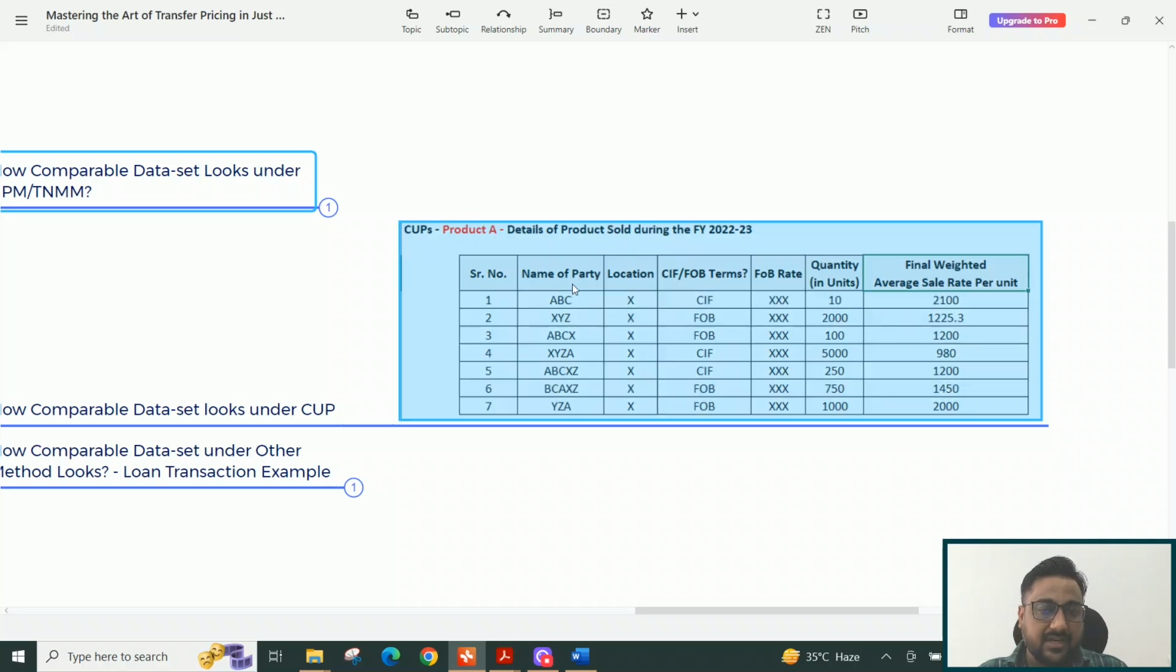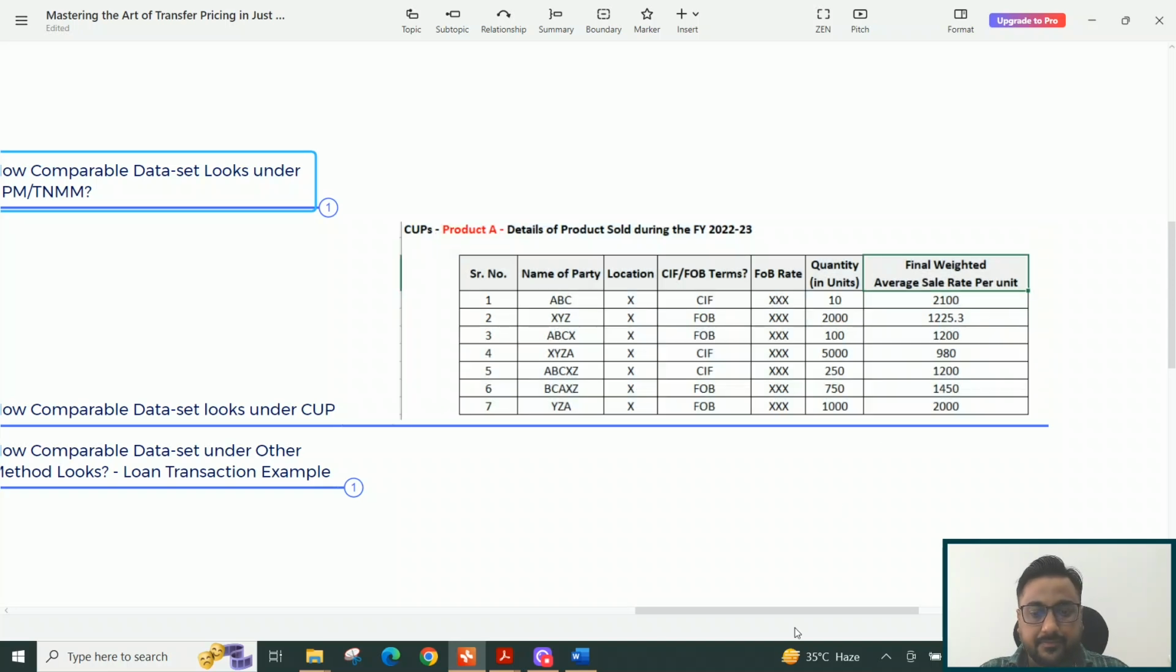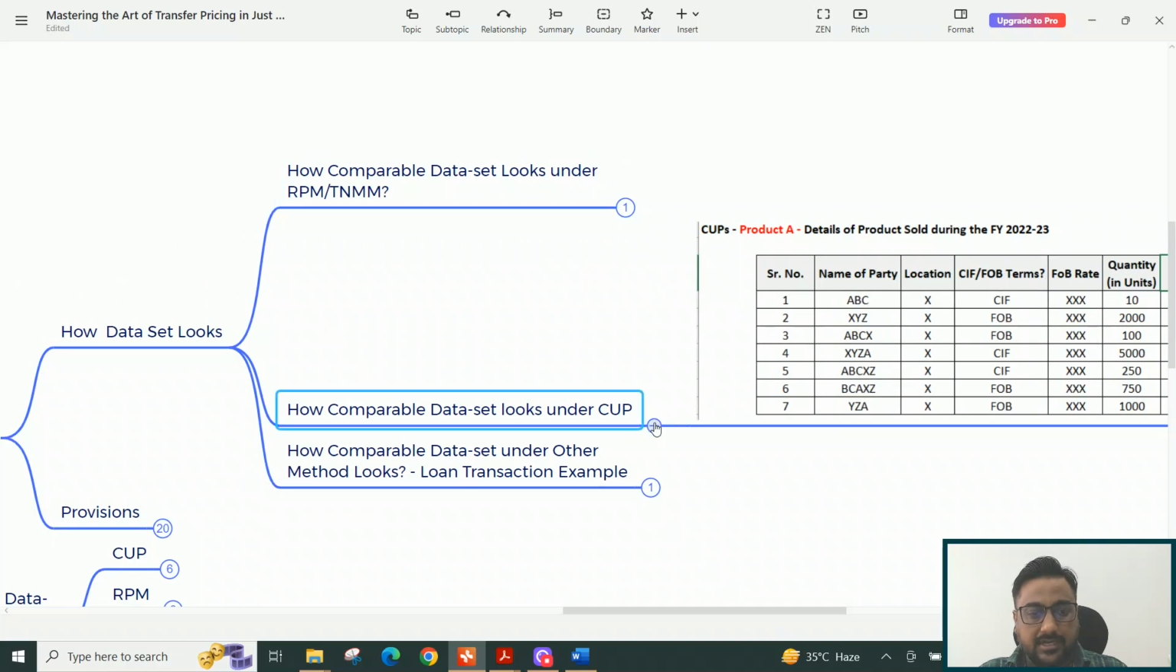It will have the name of the party, and then, based on requirements and necessity, the locations, CIF, FOB terms, FOB rate. These are things you can put in your data set if required; if not required, it's fine not to put them. Then the quantity in units and the average sale rate per unit, so that's the arm's length price. This is how a data set under the CUP method looks. I hope this clarifies. Now I'll move ahead.